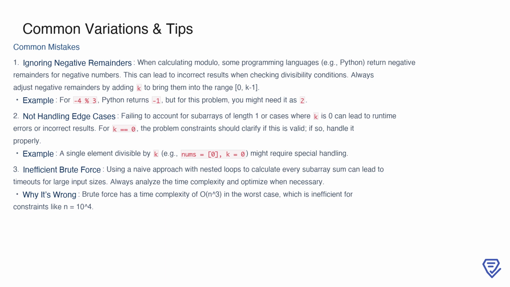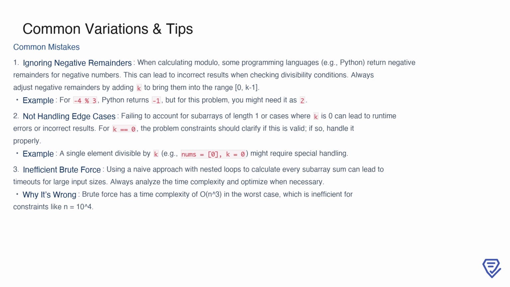This adjustment is crucial for maintaining consistent logic. Another frequent pitfall is neglecting edge cases. You need to consider scenarios like subarrays of length 1 or when k is 0. If the problem permits k being 0, you must handle it explicitly, as it can lead to runtime errors. For example, a situation like nums equals [0], with k equals 0 may require special handling.